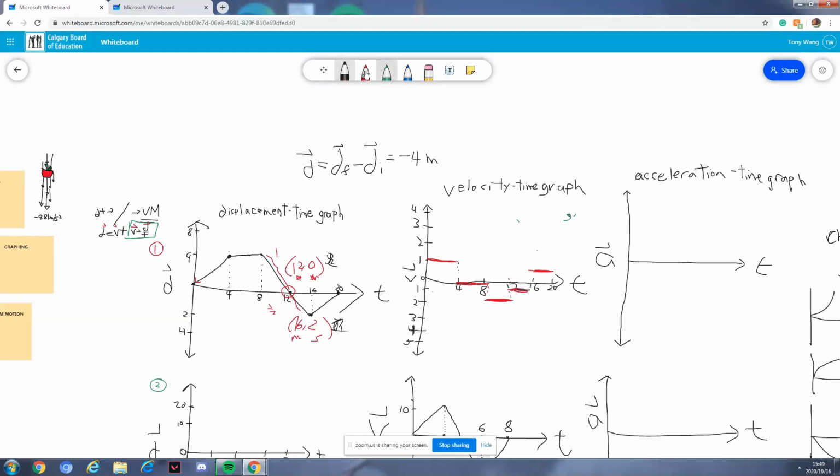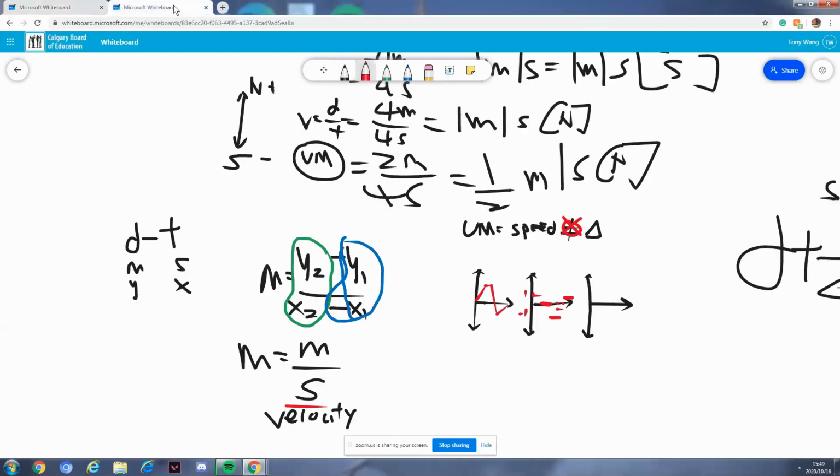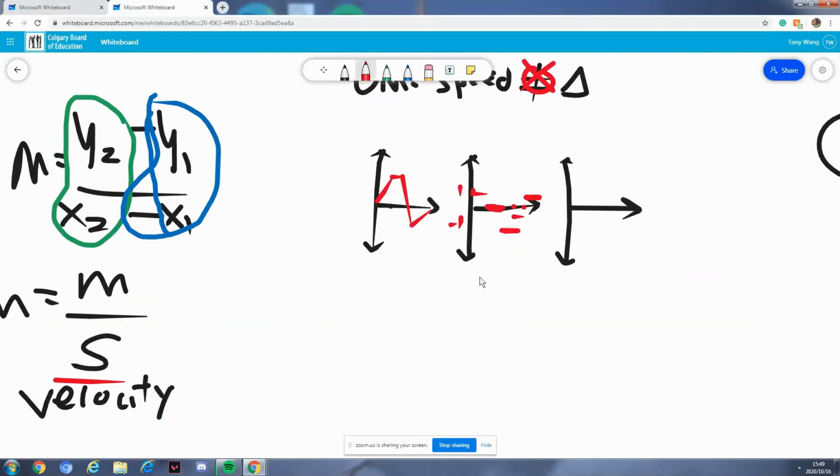What is the definition of acceleration? Okay, so basically, acceleration is like how fast, like the speed that, all right.